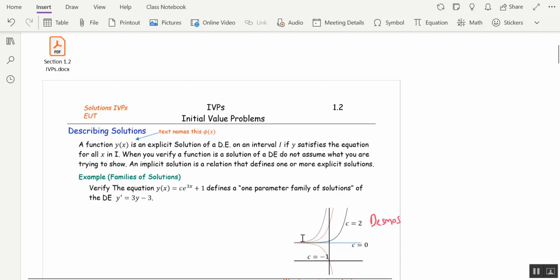This is section 1.2. Today is going to be a little bit longer than last time. So a solution of a differential equation is simply a function that satisfies the differential equation on the interval given. So that's kind of a long definition for something that's very simple.